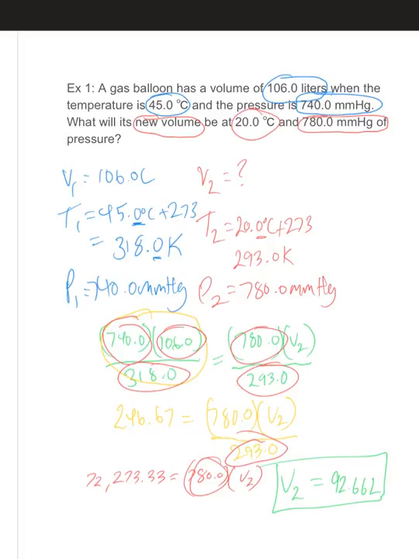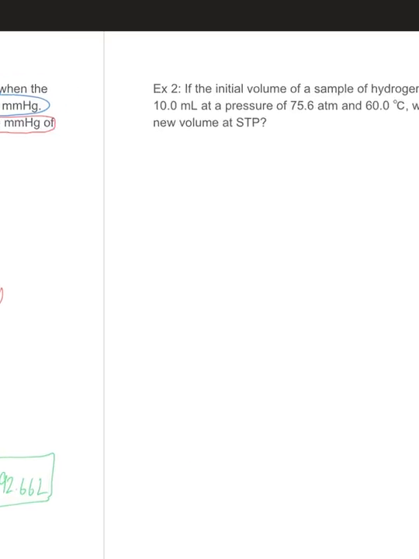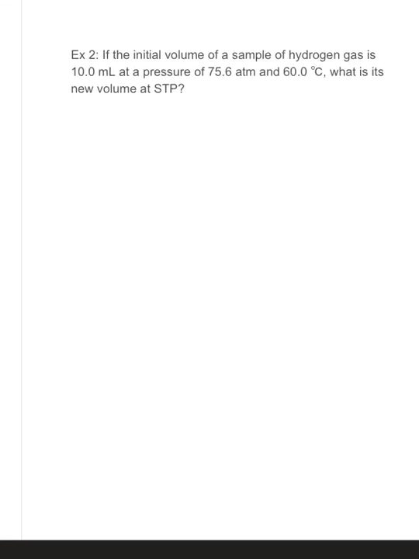And that would be my final answer. So that's a more straightforward problem, and there are other problems just like that on page 21 that you can follow along with and look at my answer key. But I'm going to go ahead and move to a more complex problem. And this problem says if the initial volume, and I'll once again circle those in blue, of hydrogen gas is 10.0 milliliters at a pressure of 75.6 atmospheres and 60.0 degrees Celsius, what is its new volume at STP?